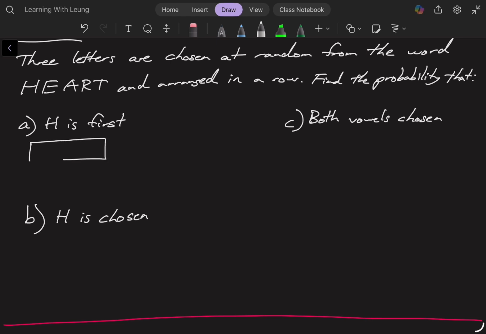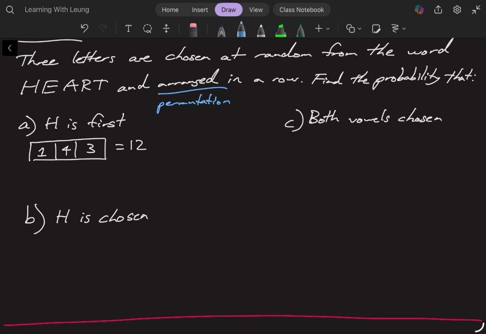Cool. So firstly, I like to do the box method. It's kind of up to you. We know that there's 3 spots. If H is first, there's only 1 option for the first box, and then there's 4 options for the second one and 3 options for the other one, which means it's a total of 12. Okay? The order matters here because I'm arranging them in a row. Okay? So this is a permutation.